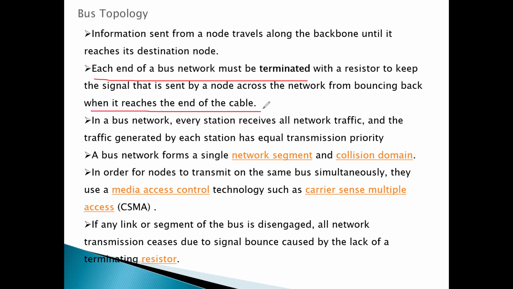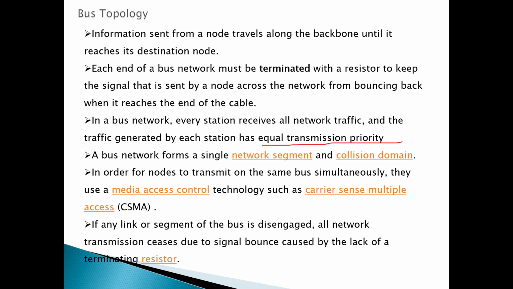Okay. In a bus network, every station receives all network traffic. So every station will receive the data. It will compare its address. If the address matches, then it will copy. Otherwise, it will ignore. And the traffic generated by each station has equal transmission priority. Every computer has equal transmission priority. But the problem is that only one computer can send data at a time.